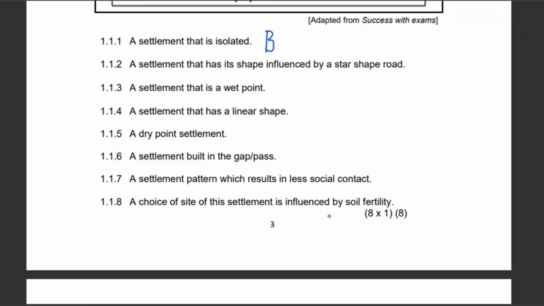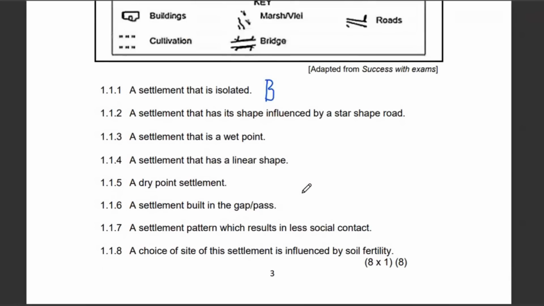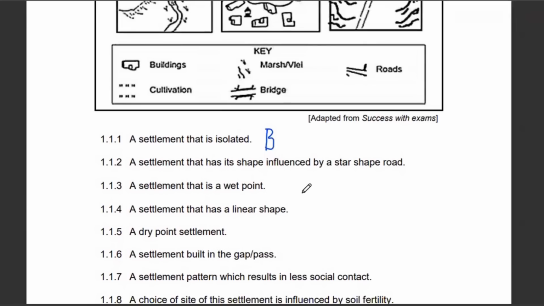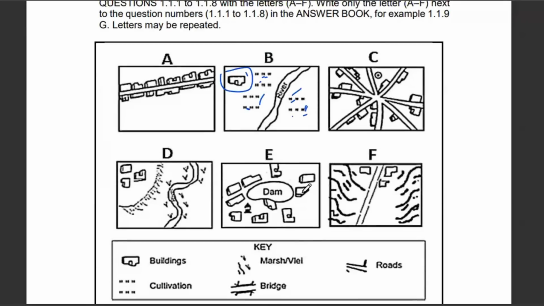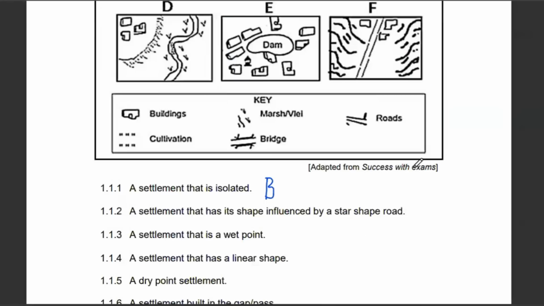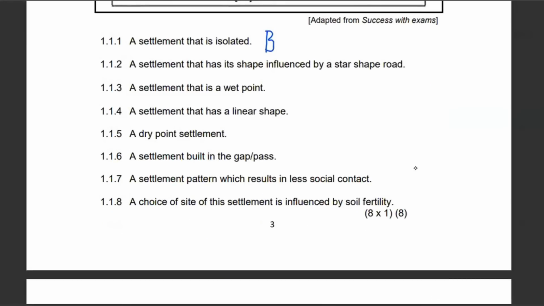Right, we move on to the next question: a settlement that has its shape influenced by a star shape. A star shape is a stellar settlement. So if we look at these settlements, we find that this is a star. You can see how these roads are intersecting with one another. They give us the shape of a star. You can see this intersection here. And the buildings are located in such a way that they are influenced by the star shape of that particular settlement. So the correct response for that one is C. Then we go to the next point.